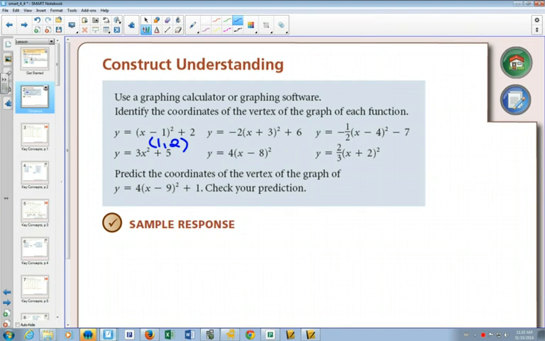What I want you to do while doing these with your graphing calculator is see if you can see a pattern so that you can just look at the equation and figure out the vertex.